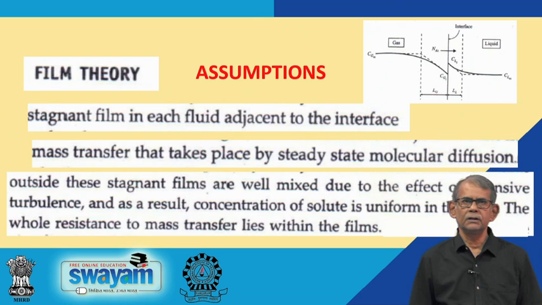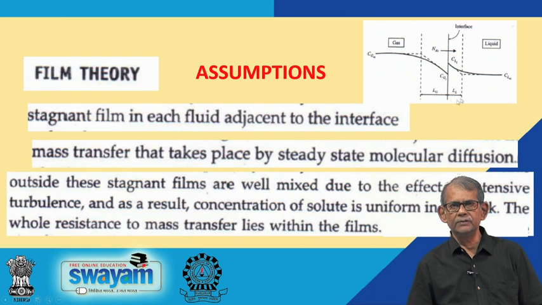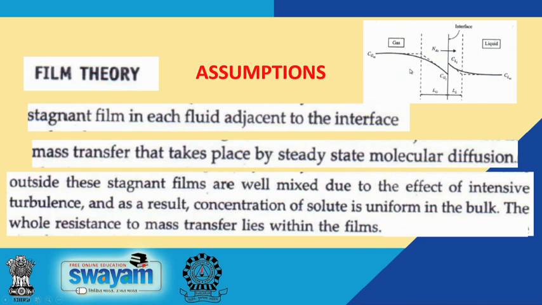Now, in film theory, Lewis and Whitman assume that on either side of the interface there are two stagnant films. Beyond the stagnant film, in the liquid phase as well as in the gas phase, the fluid is well mixed, having uniform concentration. These films offer the resistance to mass transfer in the gas phase as well as in the liquid phase.